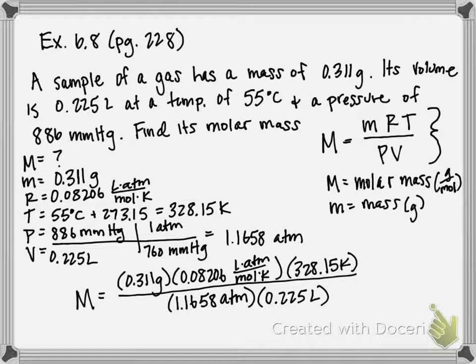So in this problem, atmospheres cancel, liters cancel, Kelvins cancel. Only units I'm left with are grams per mole, which is equivalent to the unit for molar mass. So in this problem, big M, after we solve everything else in the problem, is equal to 31.9 units of grams per mole. So that's how to solve for molar mass using a rearranged ideal gas law equation.